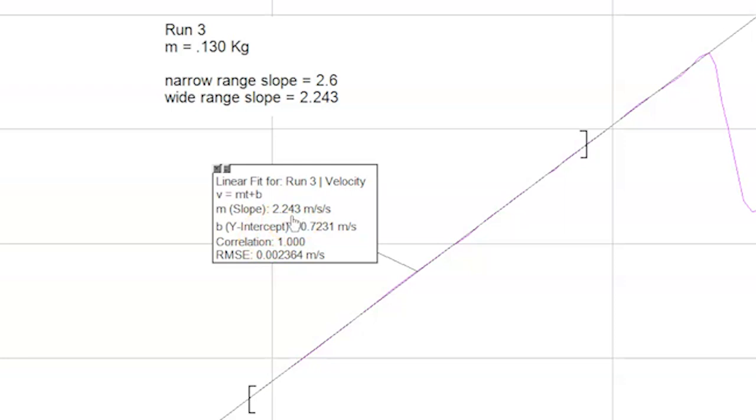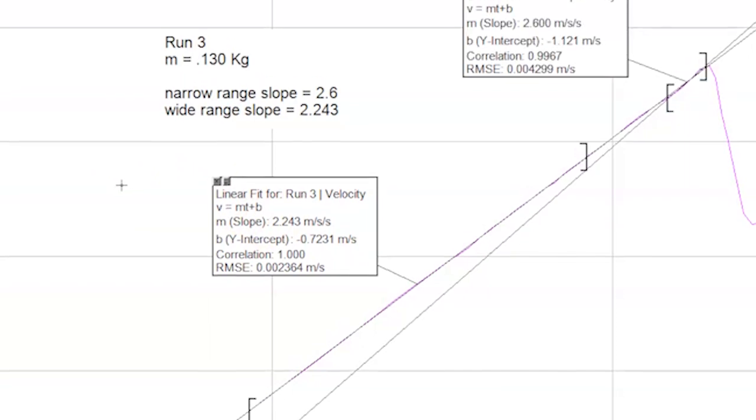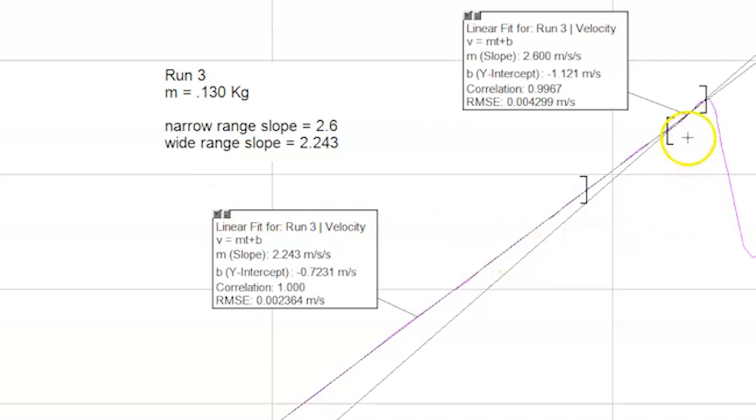If you had chosen a very narrow range, it would be very possible to get something very different than that. Here's an example. Here you can see I've only chosen this narrow range, and you can see because of the wiggly shape of that graph, I am not effectively removing the wiggle with my best fit line because the range is so small. And you can see here that comes out with a slope of 2.6.